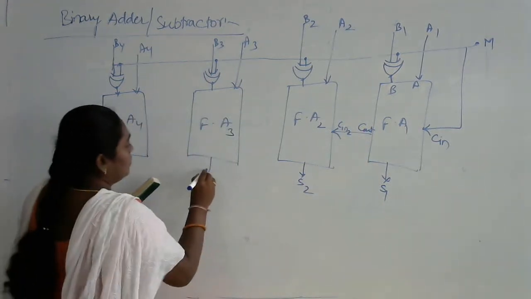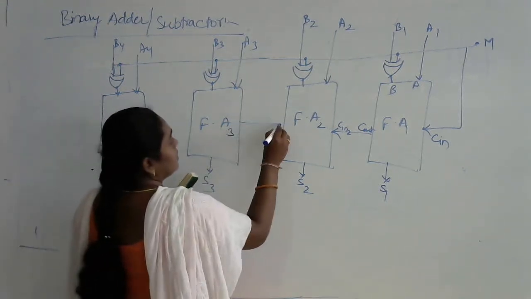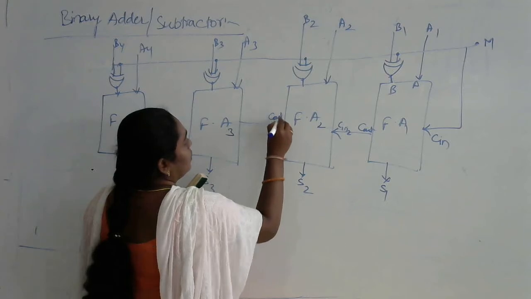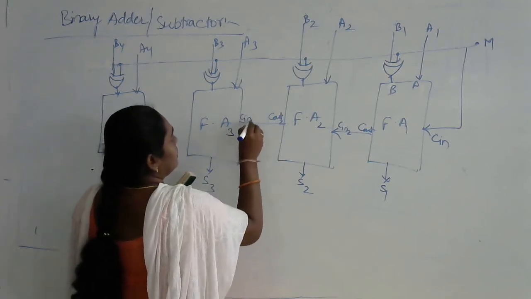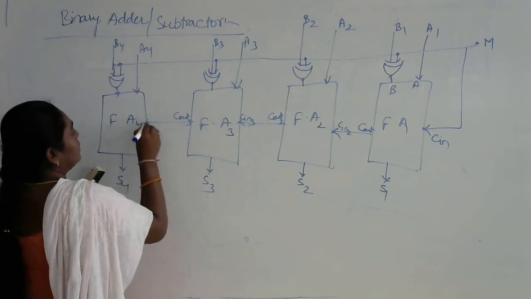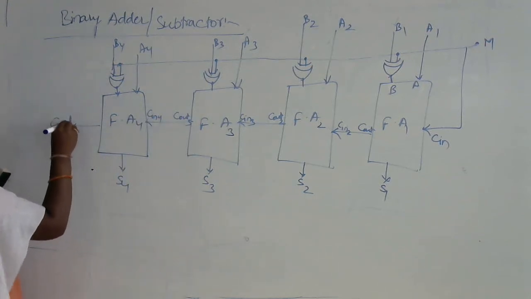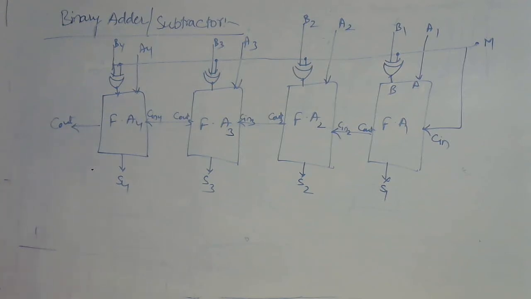Similarly it is S2, S3, S4. This is C out 2 and this is C in 3. This is C out 3 and the same is given as C in 4. And this is the last output, C out of the final one. Now, how can we say whether it is performing an operation of addition or subtraction?